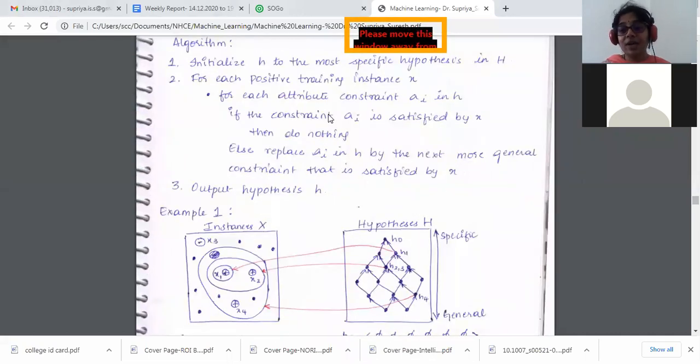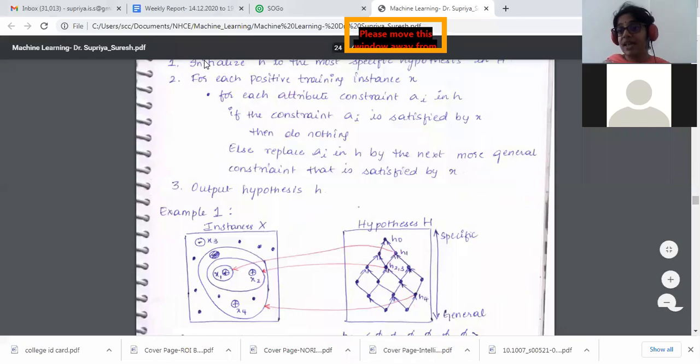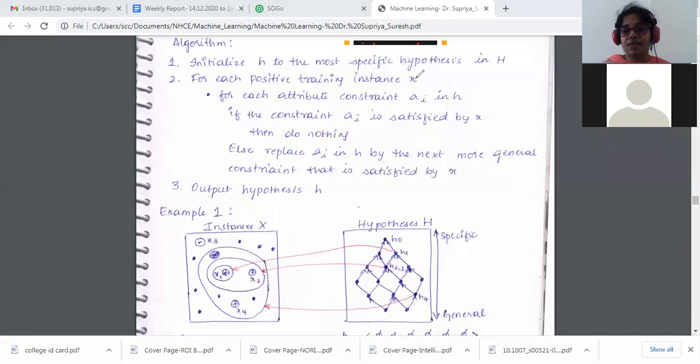Okay, so if we look at the algorithm, because every time we consider an example and through the example we come and write the algorithm, let's see what the algorithm states. The algorithm is: I'm going to initialize the hypothesis, that is H, to the most specific hypothesis. Most specific hypothesis is all 5. Okay, so I have initialized that. Yes, step 1 is done.